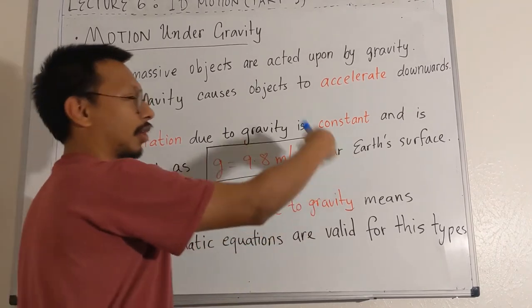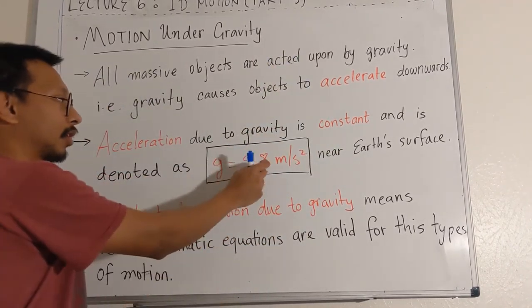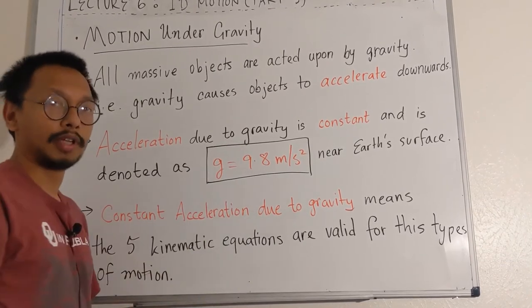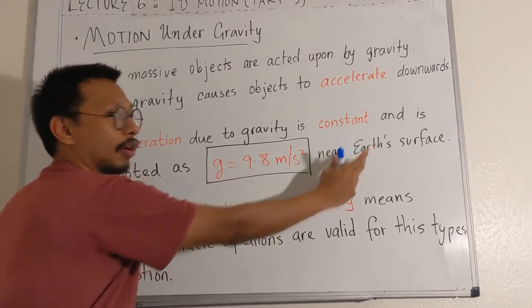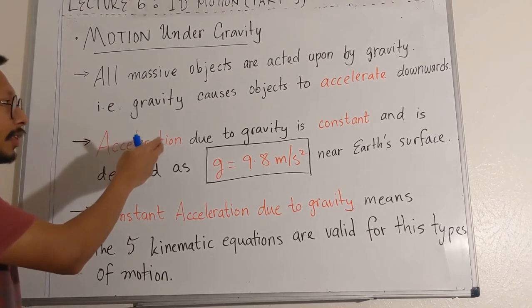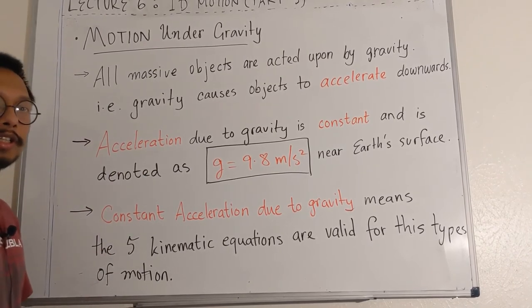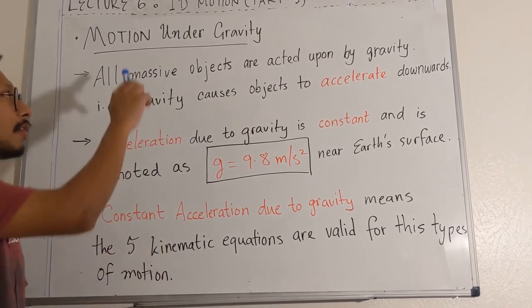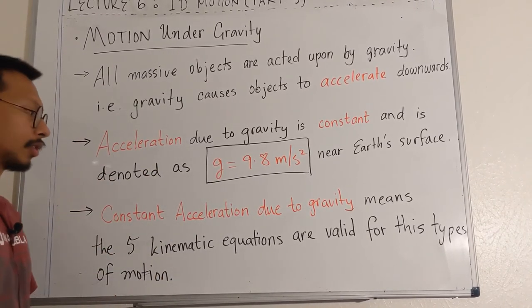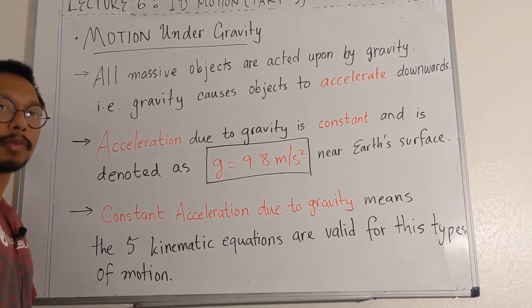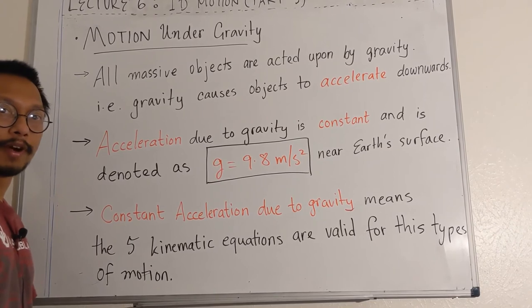If you go somewhere like Mars, the acceleration due to gravity would be different. If you go to the moon, it's different. So this is only valid near the Earth's surface. Since the acceleration due to gravity is constant, this means that the 5 kinematic equations that we learned are valid for vertical motion under gravity. Hence, we are going to use those 5 equations to solve problems for objects moving in the vertical plane.